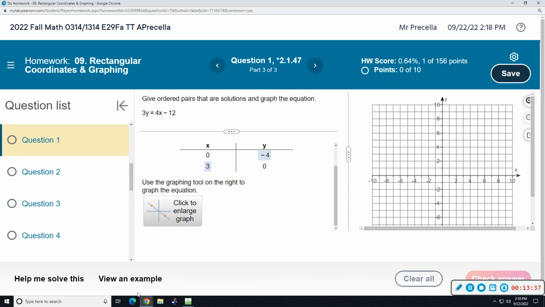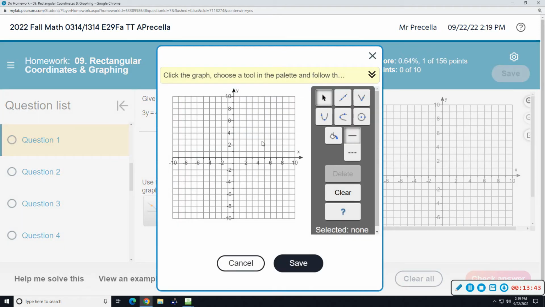You like to click and enlarge it? Oh, I always just use that one. I guess this is pretty good. Okay. How many of y'all have used graphing tools before? Well, this is a very nice one. Okay. MyLab has some nice graphing tools. Okay. So, did you see what he did?